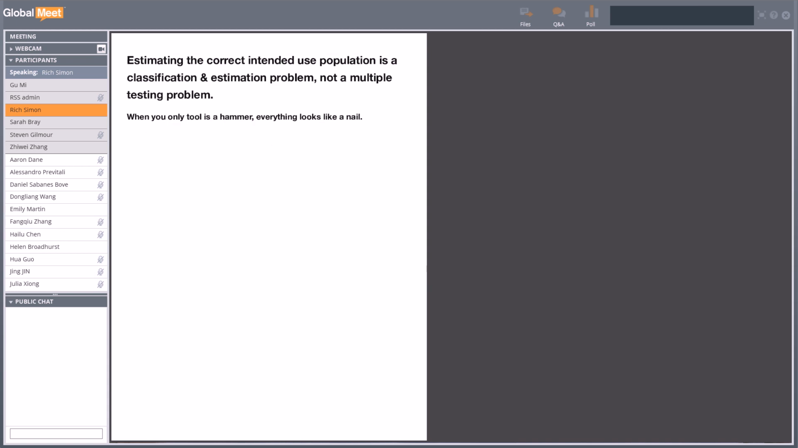In estimating the correct intended use population, I think one fundamental factor is we need to recognize that it is a classification and estimation problem, not a multiple testing problem. We need to get out of this situation where we use hypothesis testing for all problems in statistics, because it leads us to poor procedures.